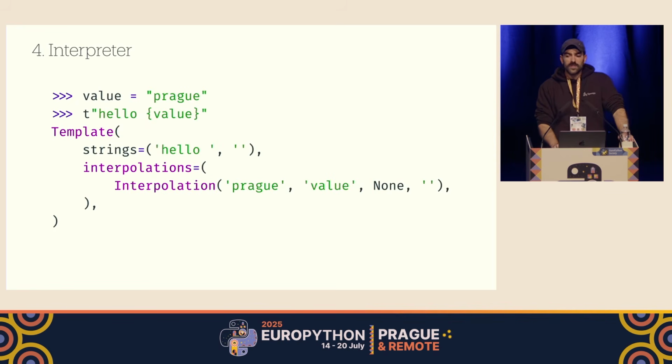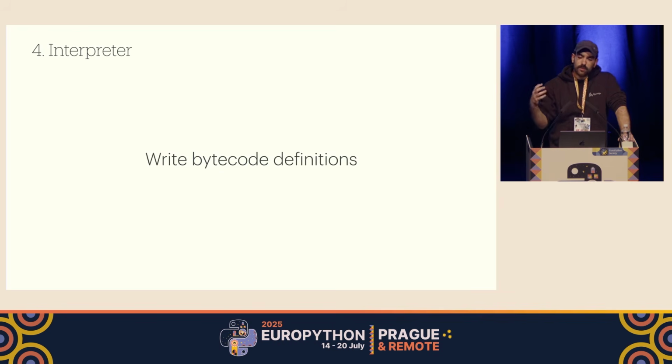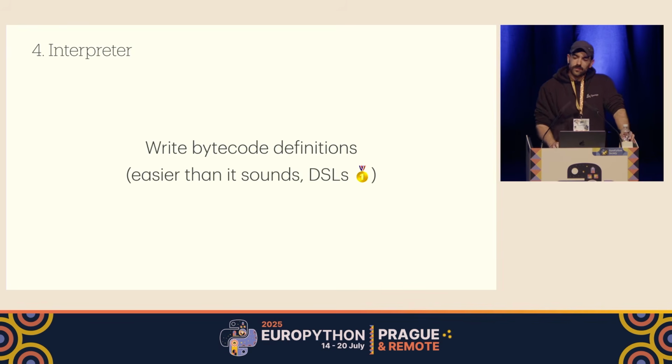So we've seen how CPython does that job, and in order to change the interpreter, so in order to change what happens when evaluating that bytecode, we need to write bytecode definitions. So for these new definitions we had, the new instructions were build interpolation and build template. So we have to go into the interpreter and write what the interpreter will do when seeing those new bytecodes. And because of a DSL, that's easier than it sounds.